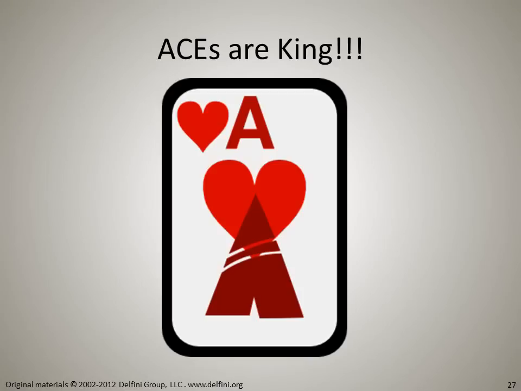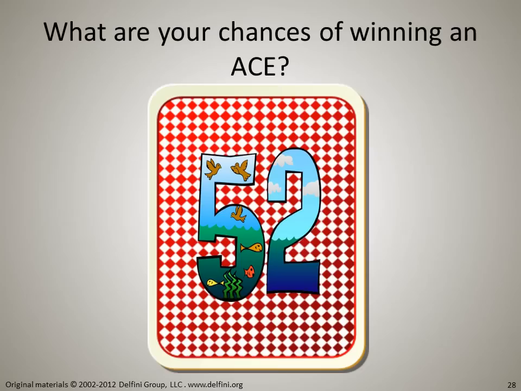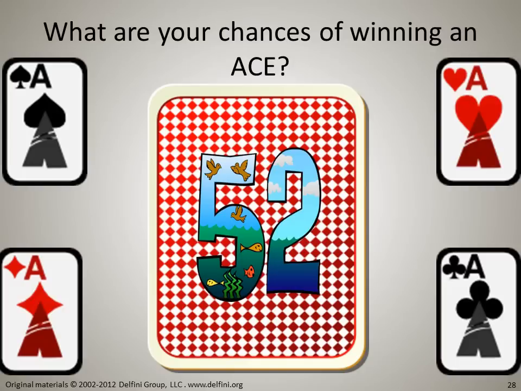Before you started playing, wouldn't you find it helpful to know your chances of getting an ace? Chance is a probability. There are 52 cards in a regular deck of poker cards. There are 4 aces in that deck. So your chance, or your probability, of getting an ace is 4 out of 52, or 1 in 13, which is about 7.7%.